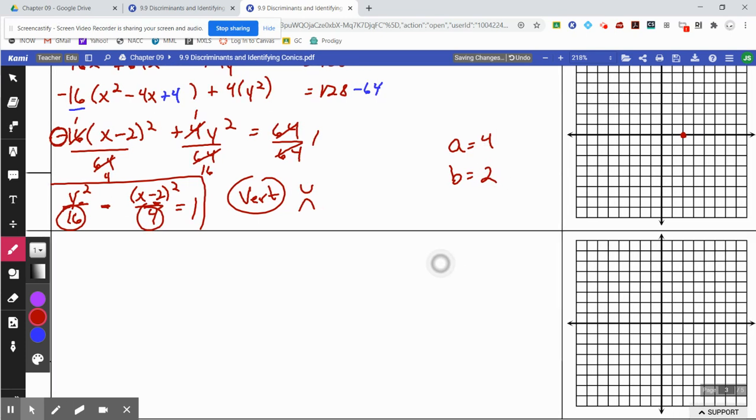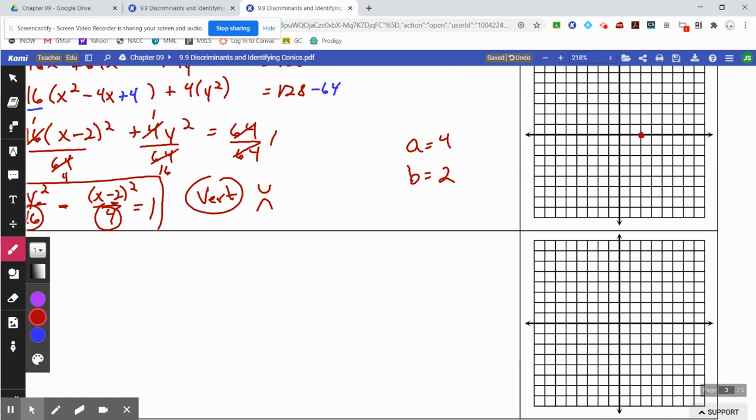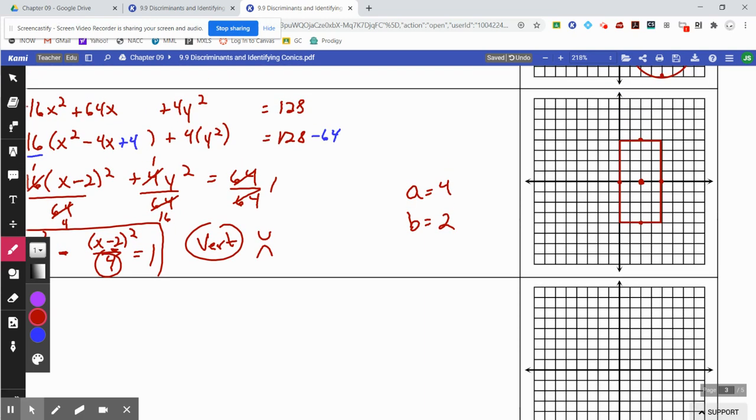Since your a value is underneath the y, that means you're going to go up and down 4. So go up 4 and go down 4. Since your b value is under the x, that means you're going to go right 2 and left 2, and we're going to draw our box. And there it is. Again, we're going to connect the corners of our box, and that's going to give us our asymptote lines. And there are your asymptote lines.